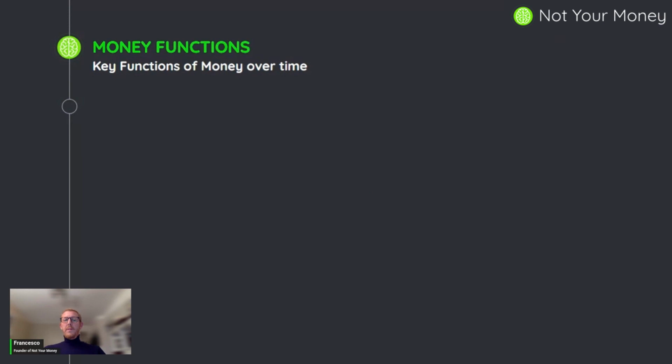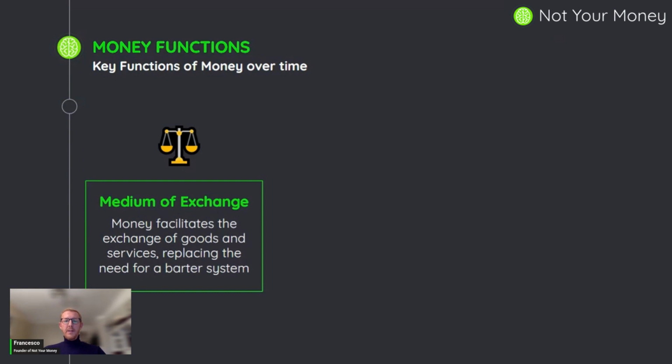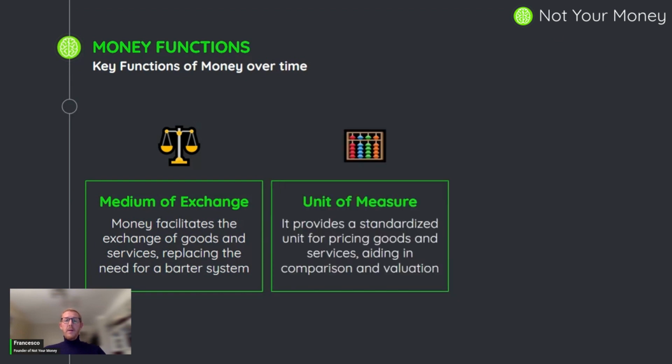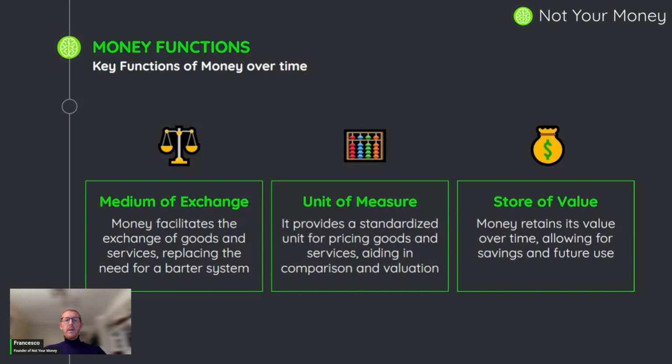Money, at least in modern times, has three fundamental functions. First of all, it has to act as a medium of exchange to facilitate the exchange of goods and services. Second, it serves as a unit of account, providing a standard unit for pricing goods and services, aiding comparison and valuation. And third, it acts as a store of value to ensure money can retain its value over time for future use. So far, so good?